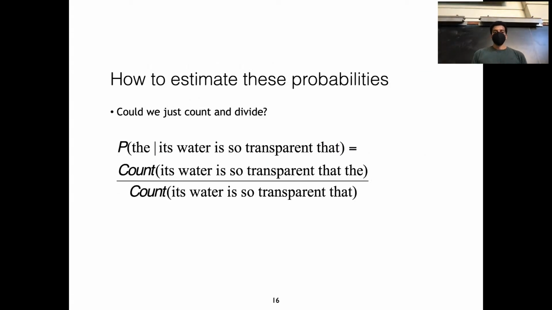Okay. So how can we estimate these probabilities? Let's say I have a big training corpus, right? And I'm interested in the probability of the given its water is so transparent that. So I could easily just count up all of the occurrences of its water is so transparent that the, and then divide that by the count of the prefix, right, to get this probability. But what are the downsides of doing this?